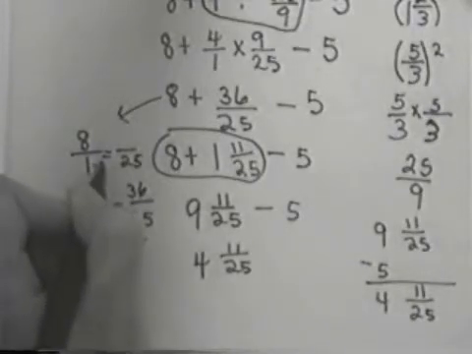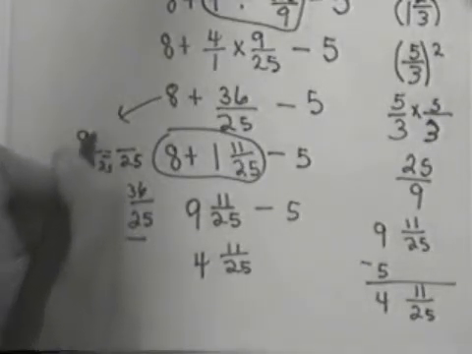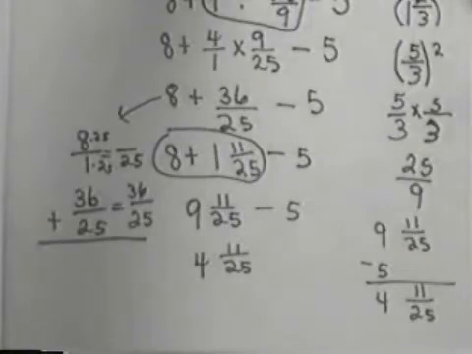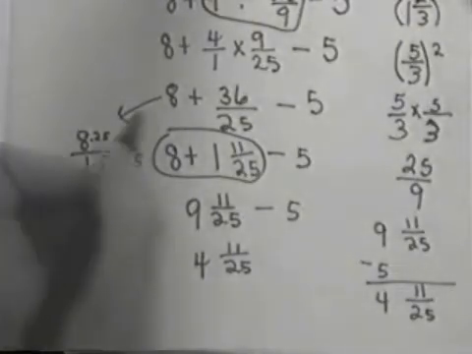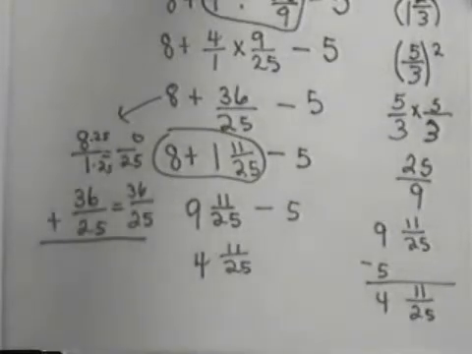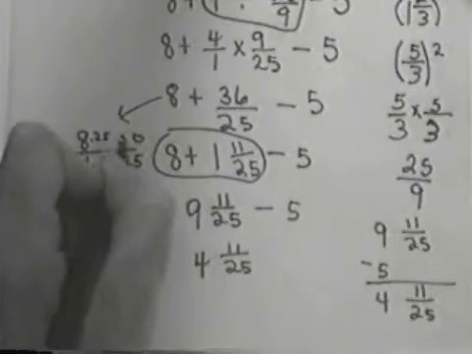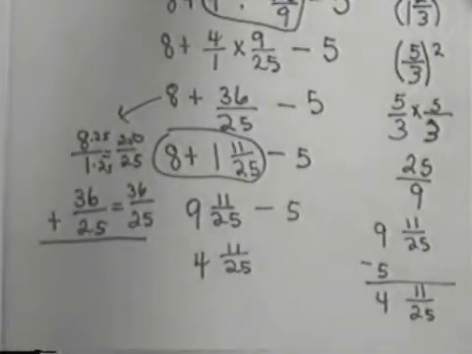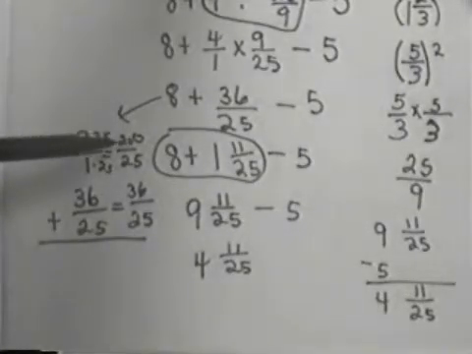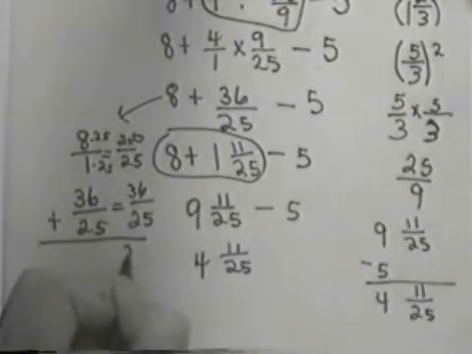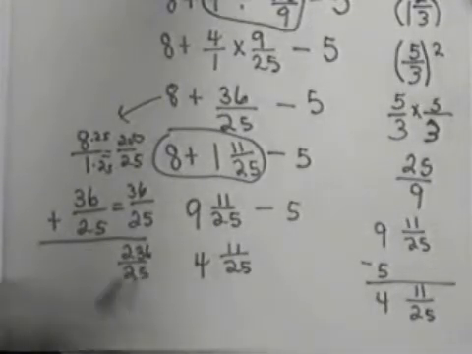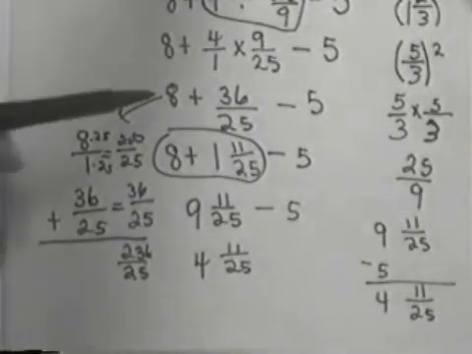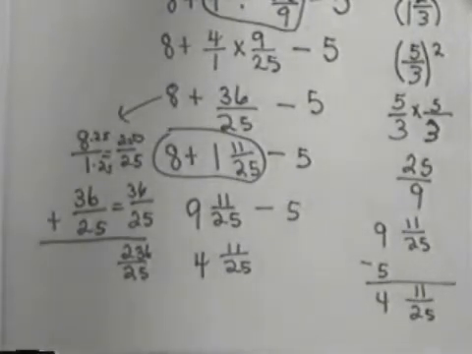Up here we'd have to multiply by 25. So I'd have to say 25 times 8. So I'd say 8 times 5 is 40, and carry my 4. 2 times 8 is 16, and 4 would be 20. So I'd end up with 200. So I'd have 200 plus 36, or 236/25. Okay, that's what I get when I finished adding the 8 and the 36/25.